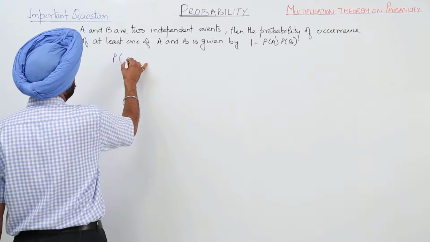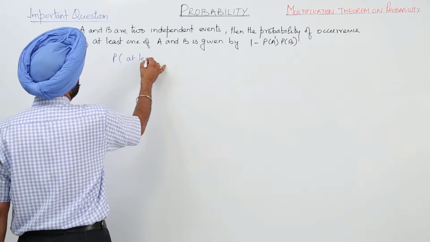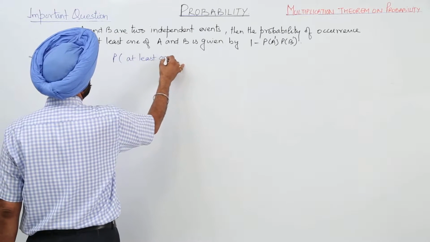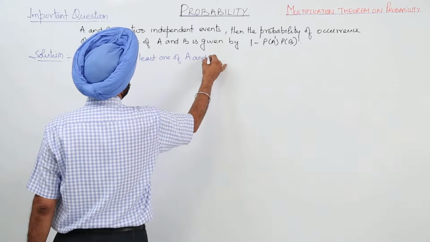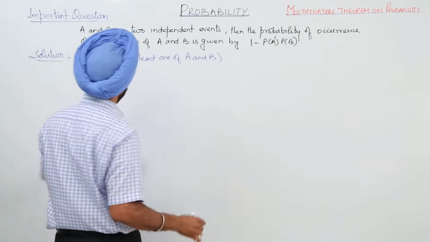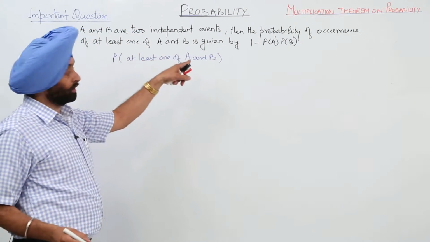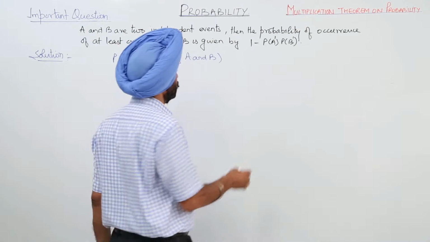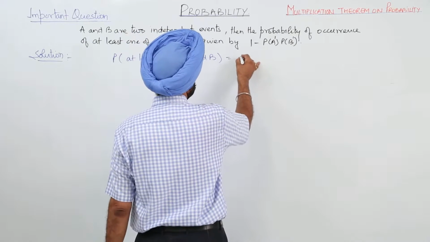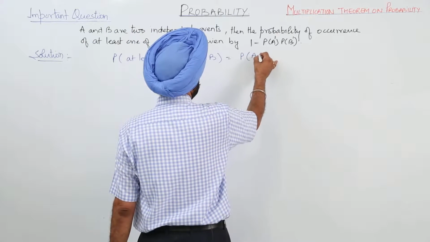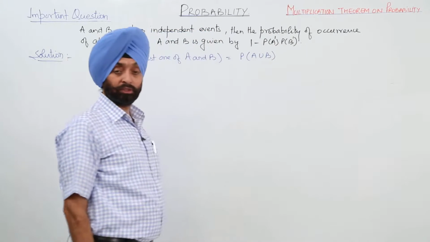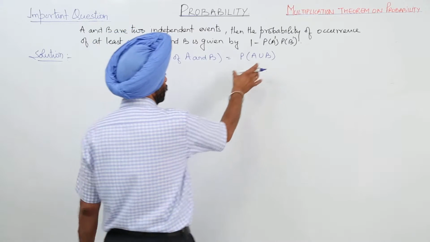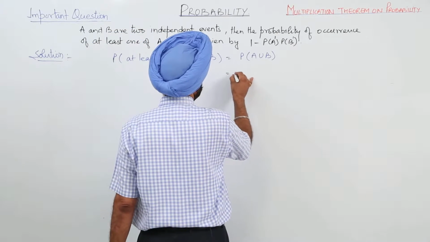Probability for at least one of A and B, at least one of A and B, this is given by probability for A or B. Is it clear? Now to A or B, what we can write it?